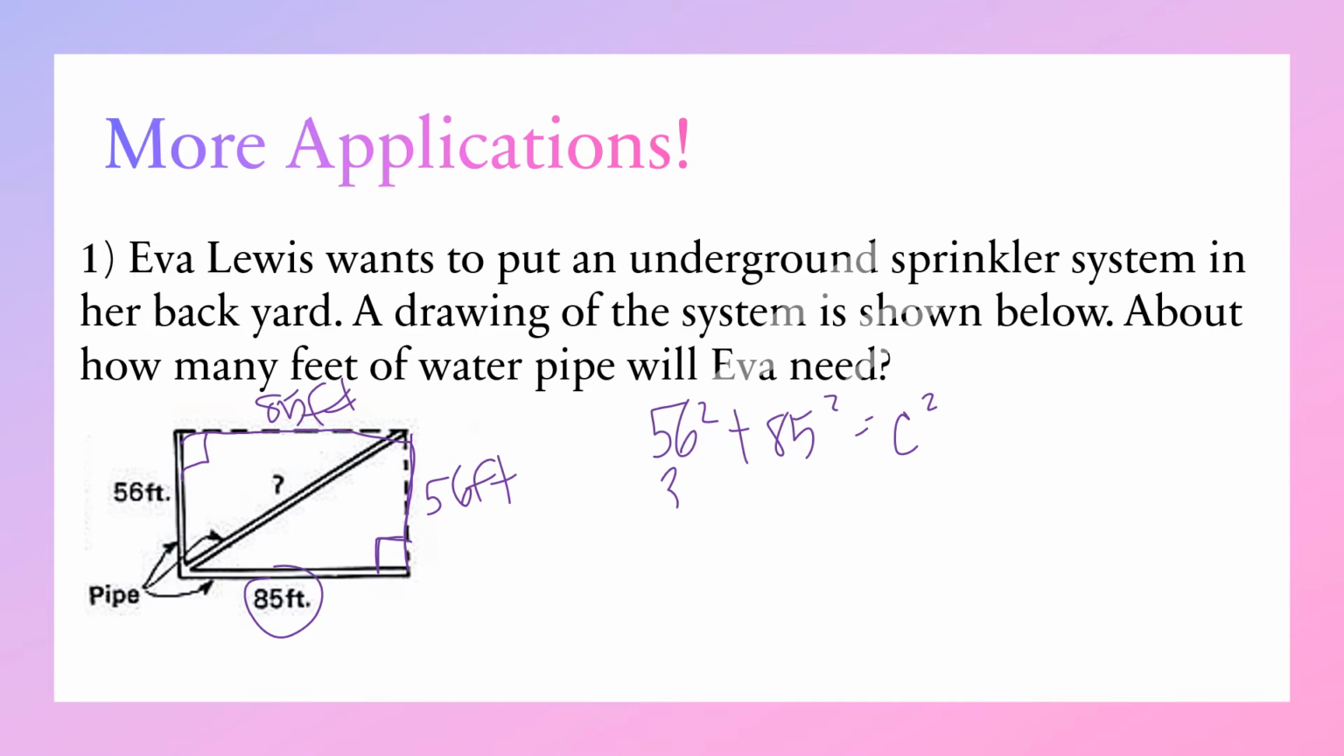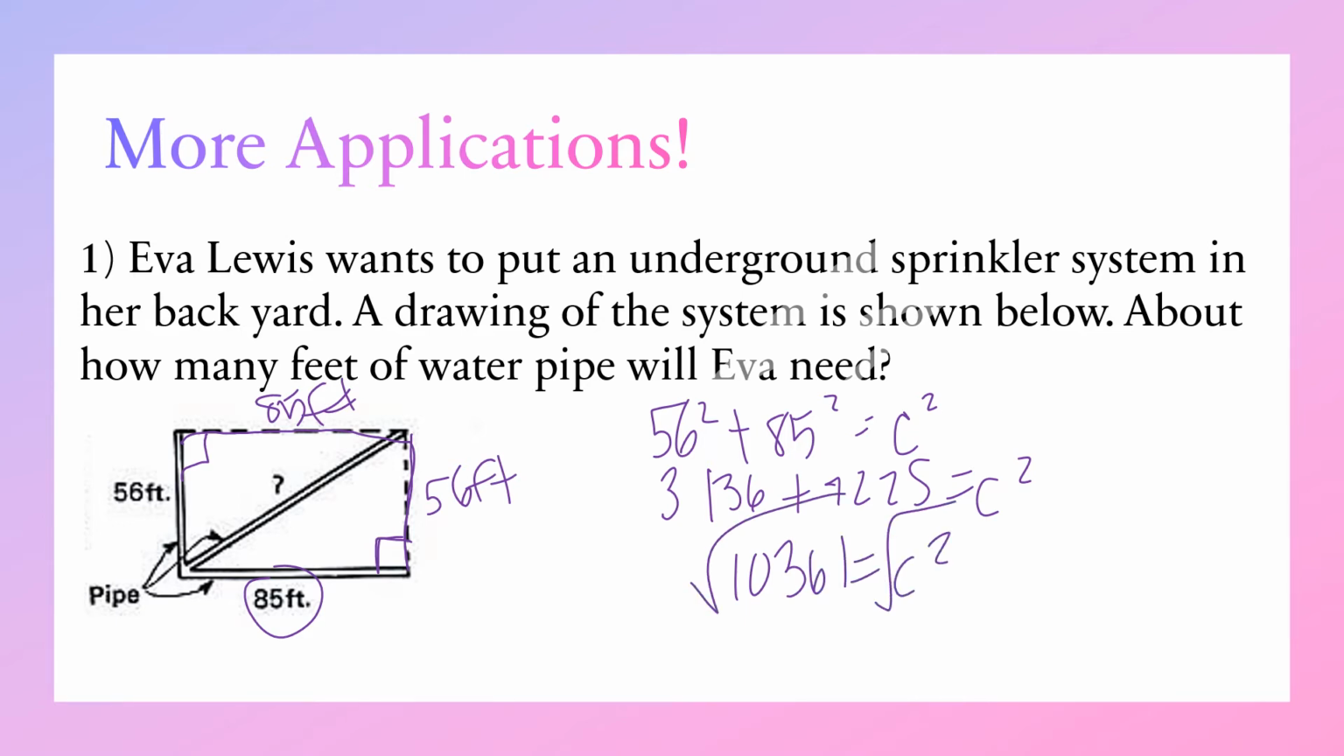56 squared is 3,136. 85 squared is 7,225. And then I add those two together, and I get 10,361 equals C squared, and then I'll take the square root of both sides. So I get 101.79 feet is the length of the pipe.